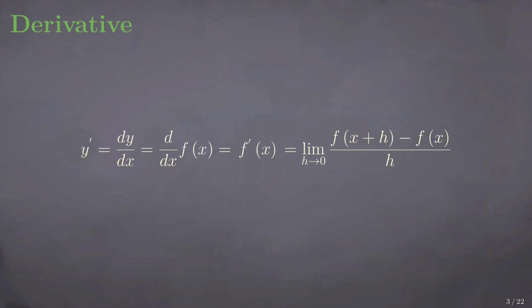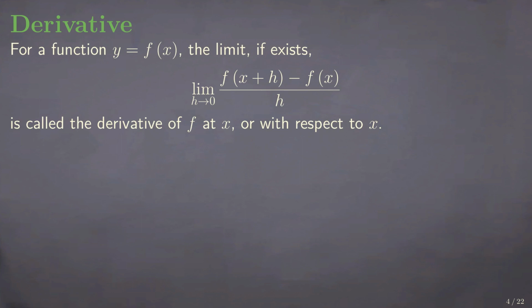Or still, we can just simplify the notation by writing y prime for the derivative of y with respect to x when x is understood from the context. Okay, so now comes the definition of derivative. For a function y equals f of x, the limit of the difference quotient, f of x plus h minus f of x over h, when h tends to 0, if it exists, is called the derivative of f of x with respect to x.